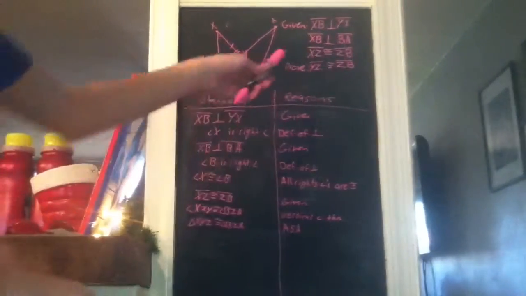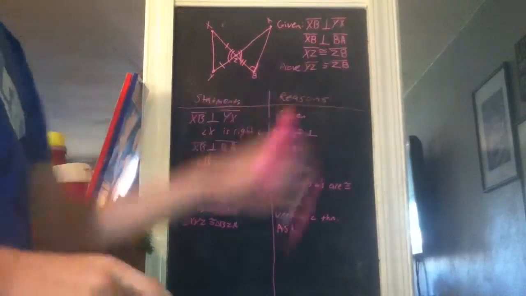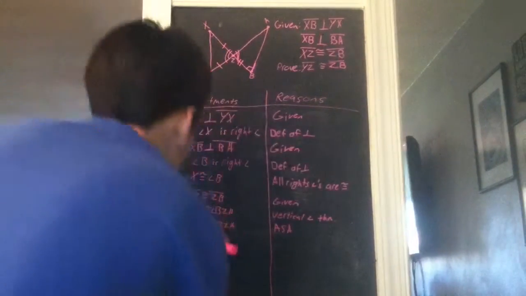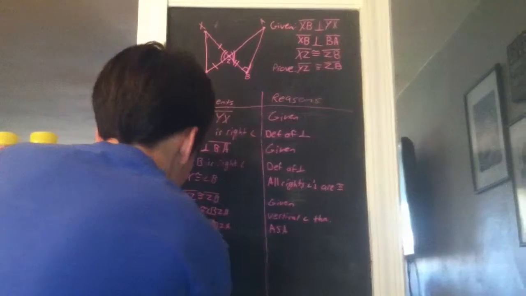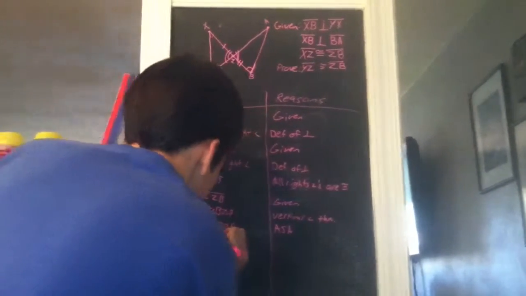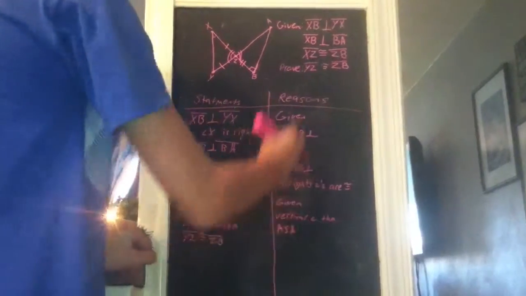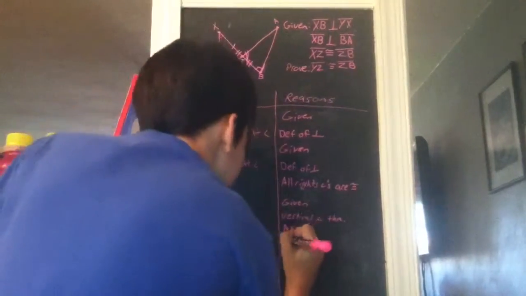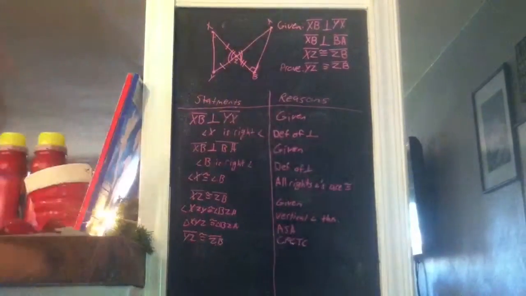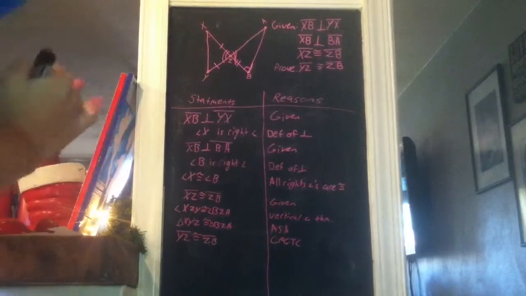Now we have one more to prove: that line YZ is congruent to line ZB, and that is a given to us. So we can just write that down here. Line YZ is congruent to line ZB, and we can prove that by CPCTC. And that is how you solve a 9-step triangle proof.